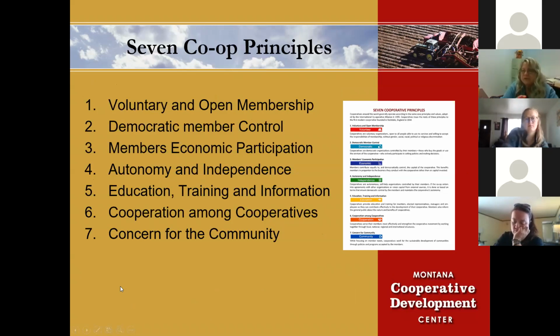The 7 principles are voluntary and open membership, democratic member control, members' economic participation, autonomy and independence, education, training, and information. Education, principle number 5, is an important part of what we do here at MCDC. Principle 6 is cooperation among cooperatives.